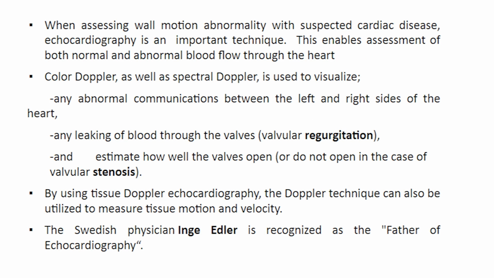When assessing valve motion abnormality with suspected cardiac disease, echocardiography is an important technique. This enables assessment of both normal and abnormal blood flow through the heart. Color Doppler as well as spectral Doppler is used to visualize any abnormal communications between the left and right sides of the heart, any leaking of blood through the walls, that is called valvular regurgitation, and estimate how well the valves open or do not open in the case of valvular stenosis. By using tissue Doppler echocardiography, the Doppler technique can also be utilized to measure tissue motion and velocity.